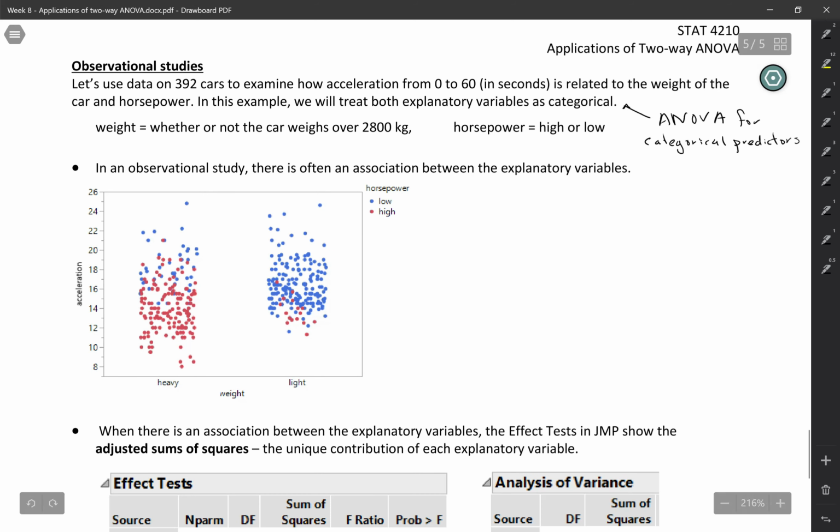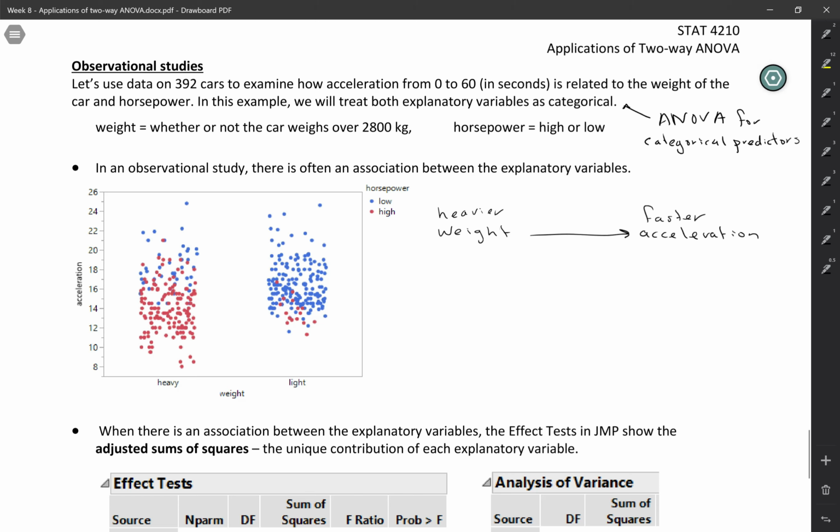So we've got our variables defined as weight, which is whether or not the car weighs over 2,800 kilograms, and horsepower is just high or low. This is a common example to talk about confounding, because we might be interested in the relationship between the weight of the car and the acceleration. And we can see that the cars that are heavy tend to actually have faster acceleration, right? They have shorter acceleration times. So that doesn't really seem to make sense until you take into account horsepower.